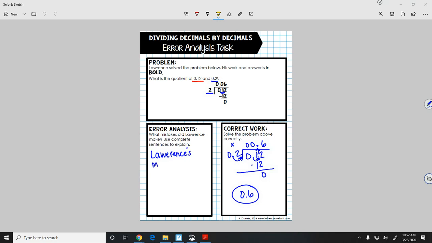Lawrence's mistake was that he forgot to move the decimal to the right one time in the dividend.